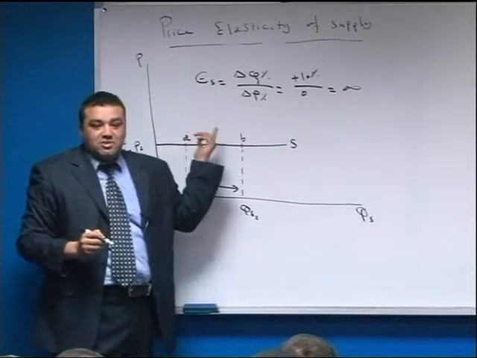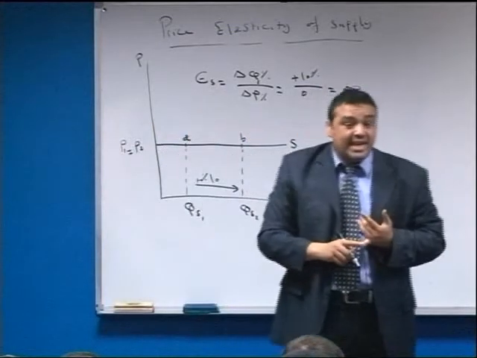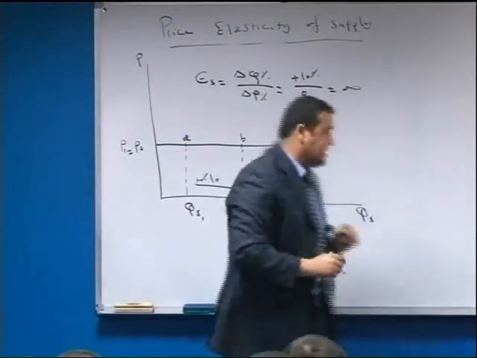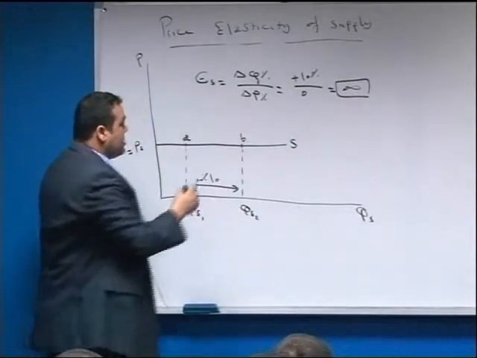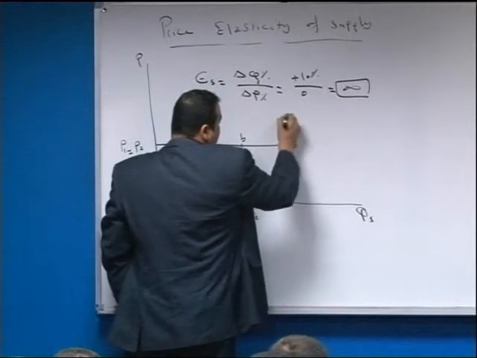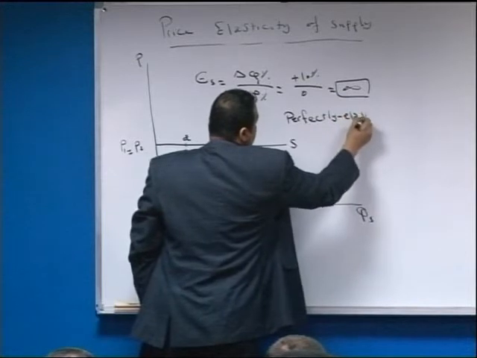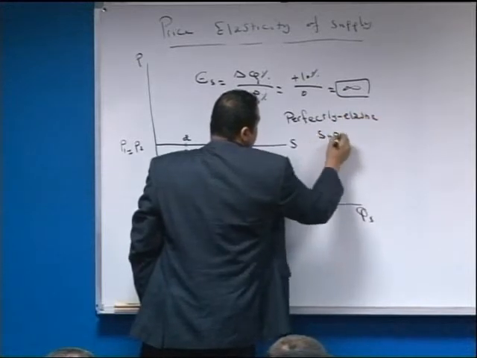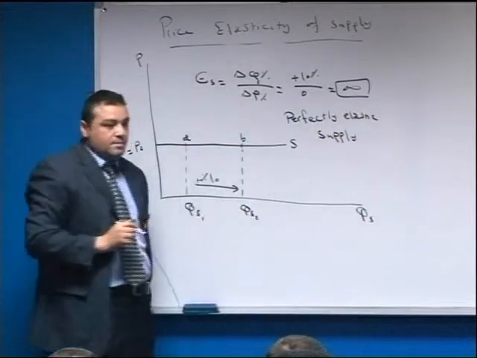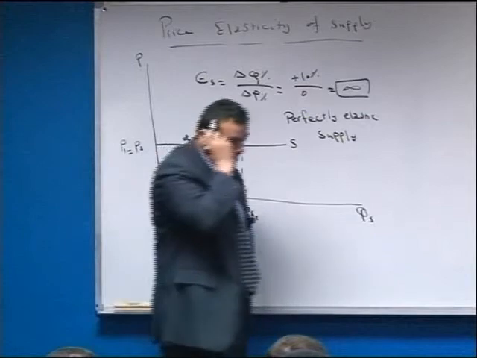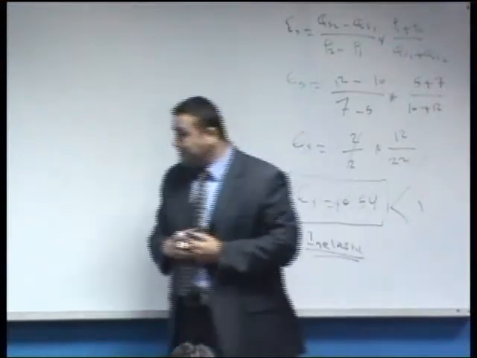So if the price elasticity of supply is infinity, the supply would be perfectly elastic. As you see, the price elasticity of supply is infinity. In this case, it's called perfectly elastic supply. Perfectly elastic supply. Right? Okay? Okay.